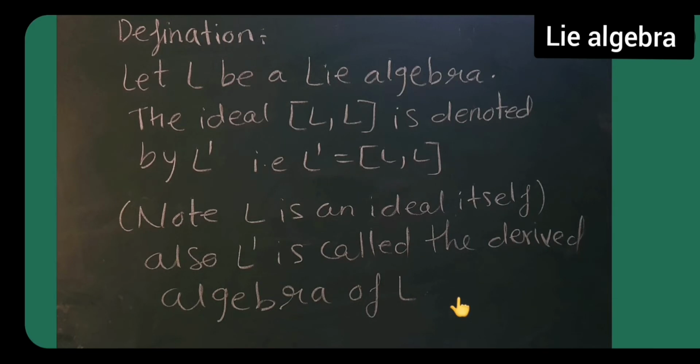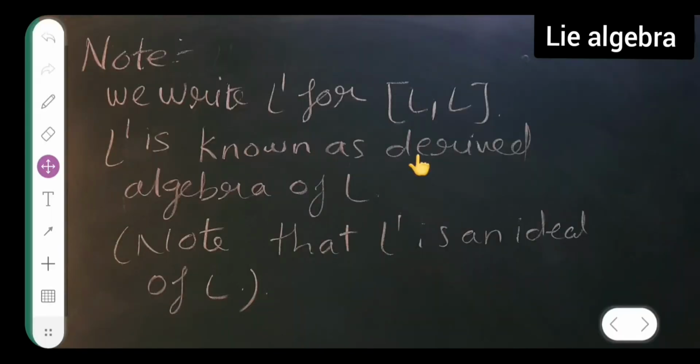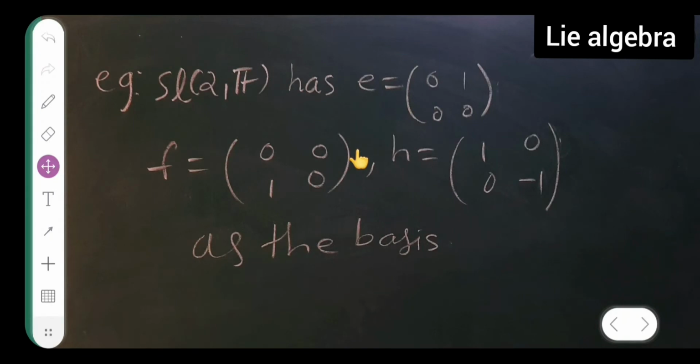So next, let me prove the thing. Before I start with the exercise problem, you all have to know this. Note, we write L' for the Lie bracket of L, L. And L' is known as the derived algebra of L, and note that L' is an ideal of L. So what you all need to know is this one. This is an example of SL(2, F), which has this.